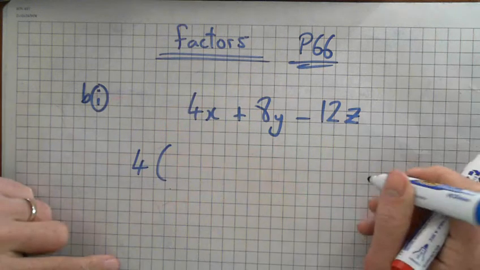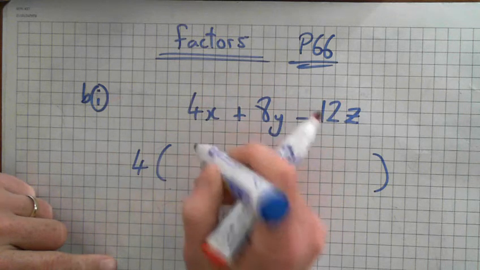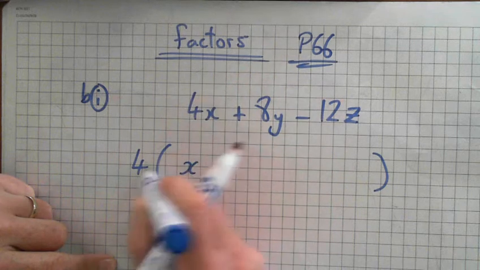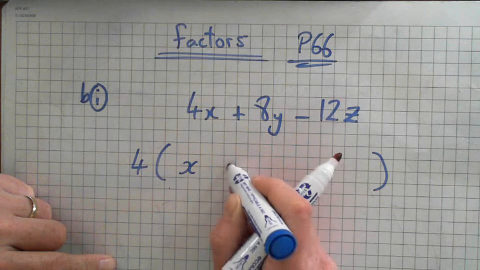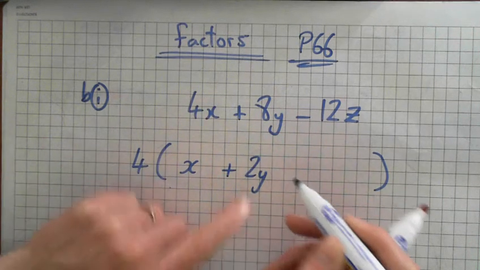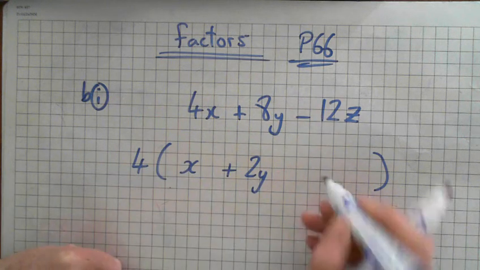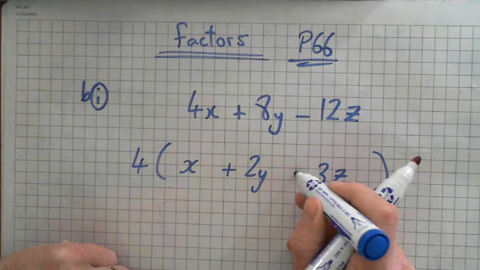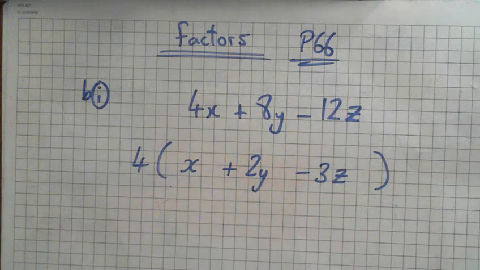So if I take 4 out of 4x, what's left over? 4 times what? Just 1x. 4 times x is 4x. 4 times what is 8y? 2y. 4 times 2y is 8y. 4 times what is minus 12z? 3z. Minus 3z. If I make that 4 times bigger, it's 12, isn't it? So that's how you do that one.